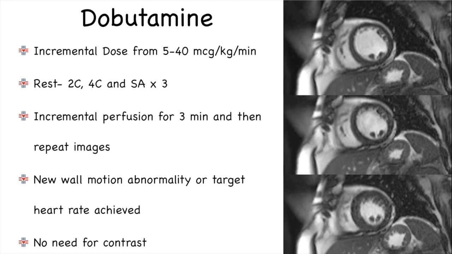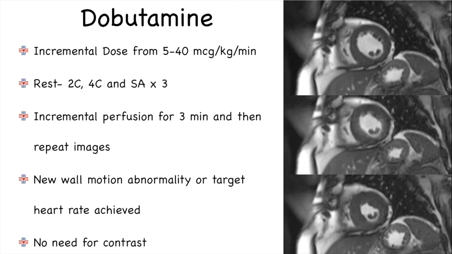We do 2-chamber, 4-chamber, and short axis 3-level images at rest. We start dobutamine perfusion, we continue it for 3 minutes, and then we repeat the 2-chamber, 4-chamber, and 3 short axis images while dobutamine perfusion is continuing. After this is done, we further increase the dose of dobutamine and repeat the whole process until a point where target heart rate is achieved or a wall motion abnormality is induced.